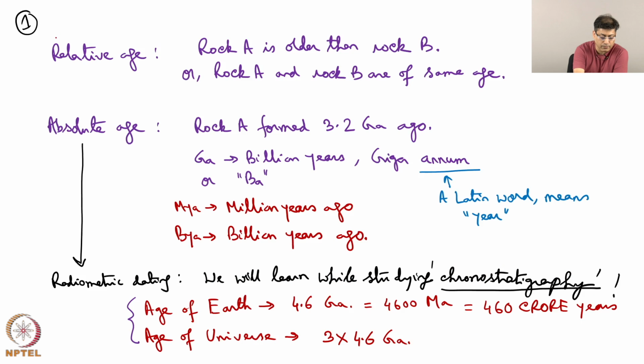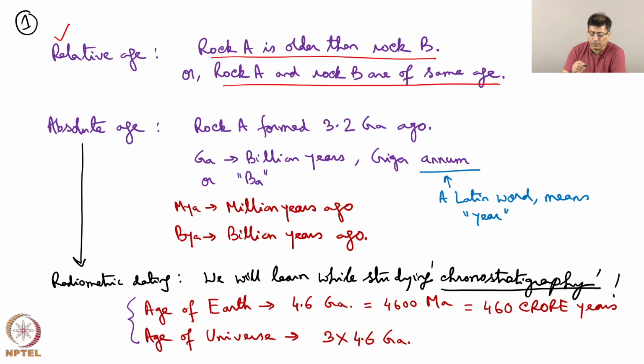What is the meaning of the word relative age? If I say rock A is older than rock B, or if I say rock A and rock B are of same age, so many millions of years or so many billions of years, this means we are using the concept of relative age. We are not specifying the exact age of A or the exact age of B. Such conclusions or interpretations have a very far-reaching implication in stratigraphy and in applied geoscience.